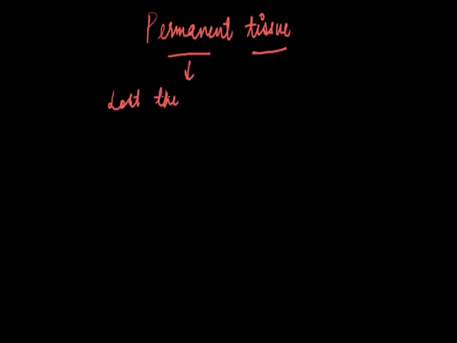Hello everybody. In the last class we have completed the meristematic tissues. So today we are going to start the permanent tissues. Permanent tissue. As the name suggests, these permanent tissues have lost the capability to divide. These permanent tissues have a definite shape, size and function.